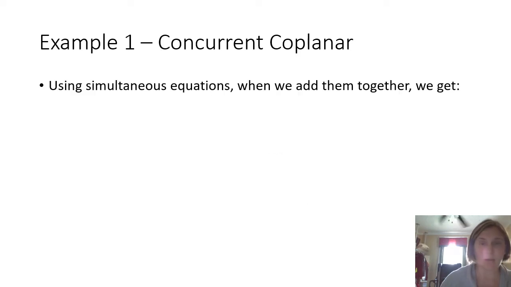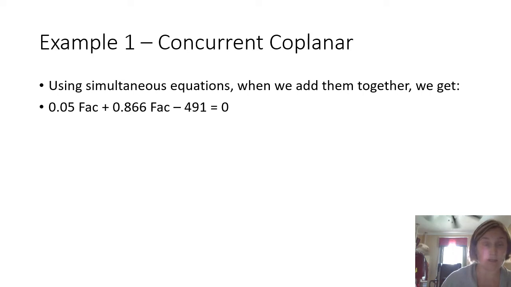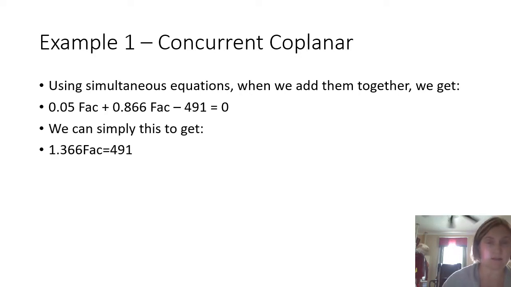All right. Now the next step is we're going to use simultaneous equations. If we add both of those equations together that were on the previous slide, this is what we get. The TABs cancel out because one was negative and one was positive. So we get this nice value. If we simplify this, we can get this value. So we get 1.366 FAC is equal to positive 491.